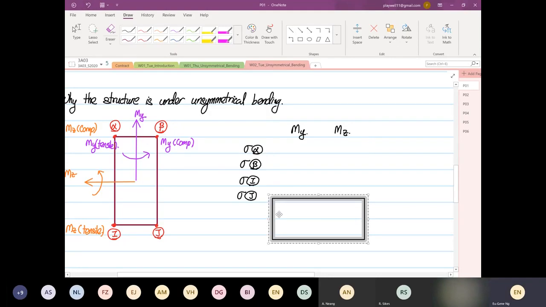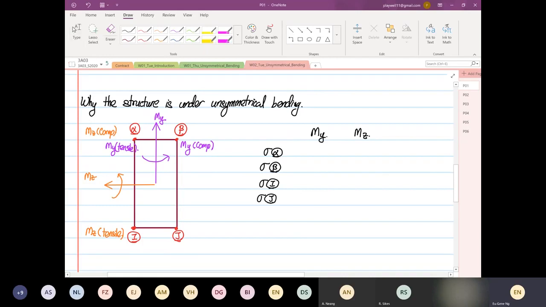So if you were to look at, right, moment, let's look at point alpha. Okay, let's focus on alpha point. Alpha point, MY will be inducing what? Tensile, so it's positive. And MZ, right, as you can see down here, is going to be inducing a compression, negative. Then if we look at point beta, MY is going to induce a compression, and MZ is going to induce a compression.